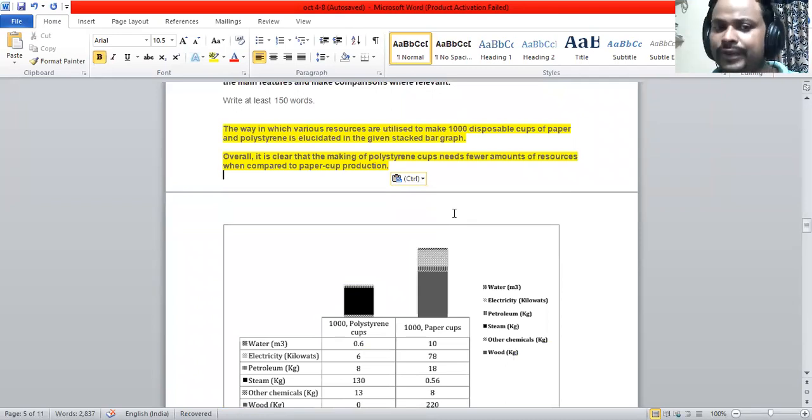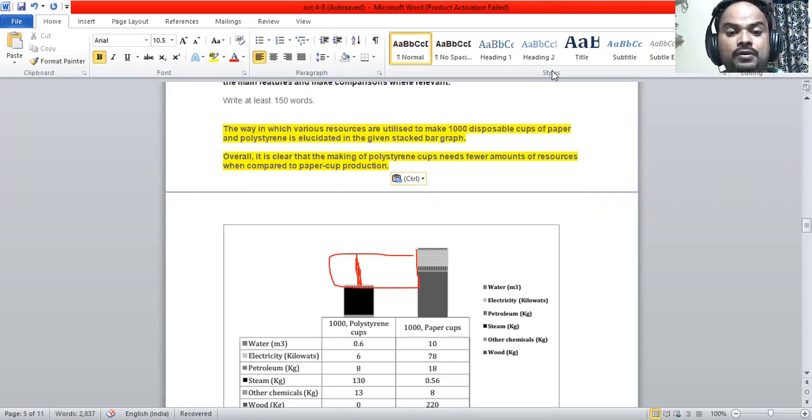Overall, it's clear that making polystyrene cups needs fewer resources when compared to paper cup production. You can see that. So a huge difference in the overall resources used. You can see this much difference. Almost double, more than double.